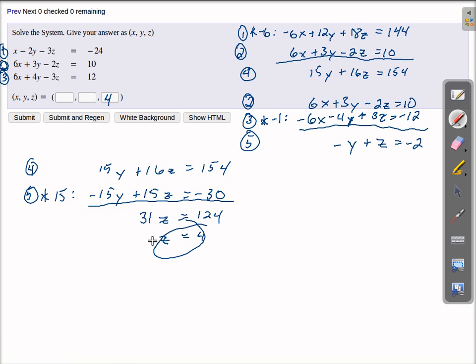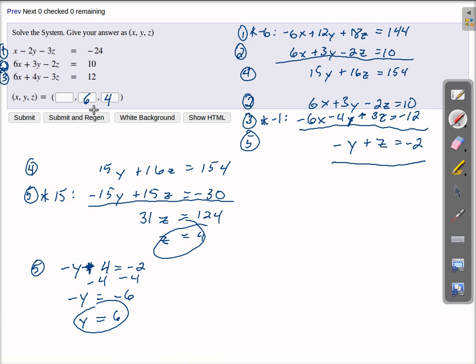Now to figure out what y is, I could go back to either my fourth or fifth equation, plug in 4, and see what I get. Well, my original fifth equation is going to be easiest to plug into, so let me plug it into there. I've got negative y plus z, except now I know that z is 4, and that equals negative 2. So subtract 4 from both sides. I have negative y equals negative 6, so y equals 6. Alright, I'm almost done now.